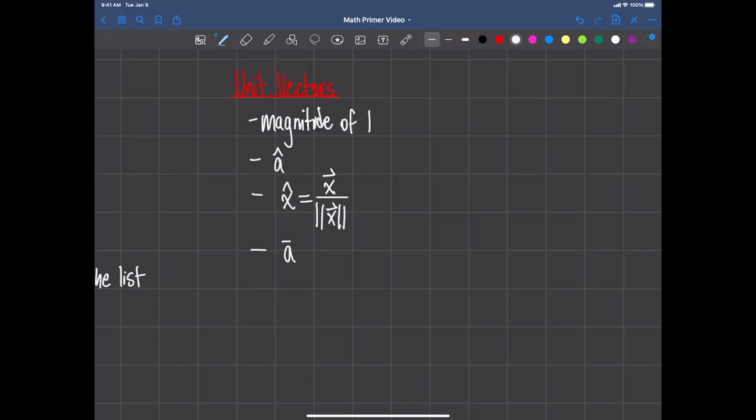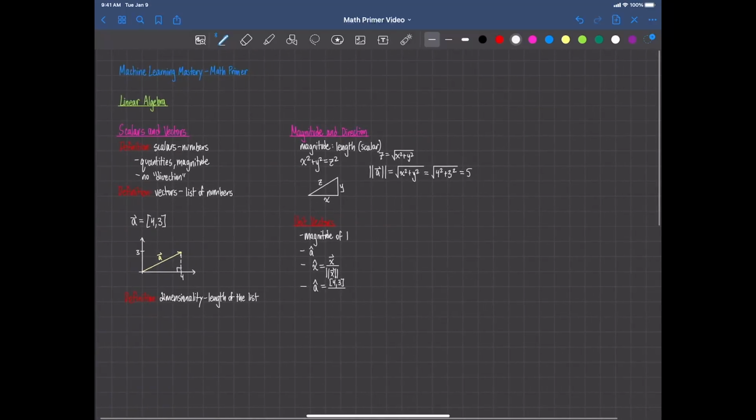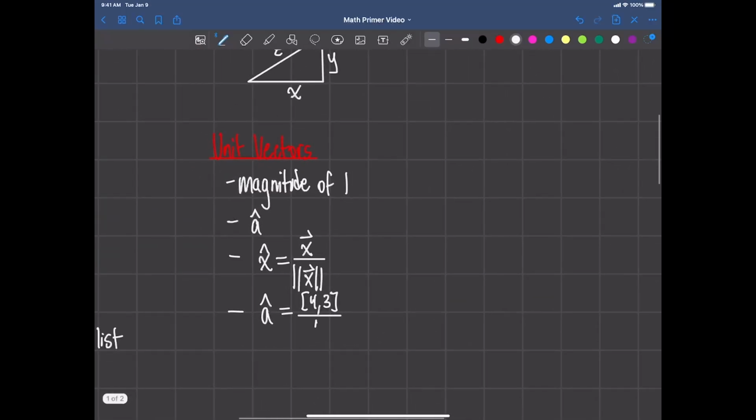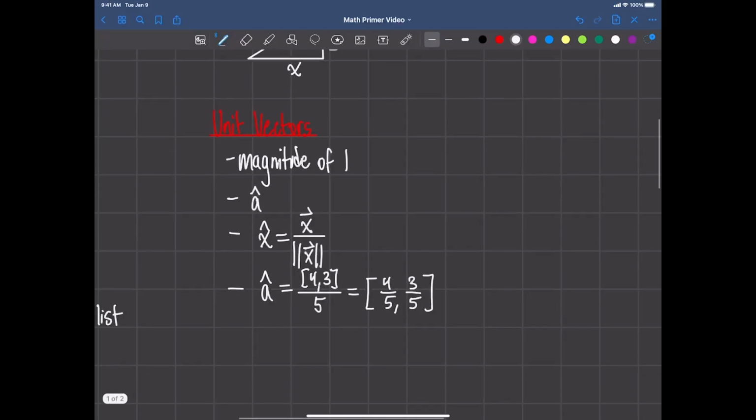So let's find out what the unit vector of A is. Since we know that the vector A is 4, 3, and we know from before that the magnitude is 5, the unit vector A would be 4 over 5 and 3 over 5. We distribute this division to each element of the vector.